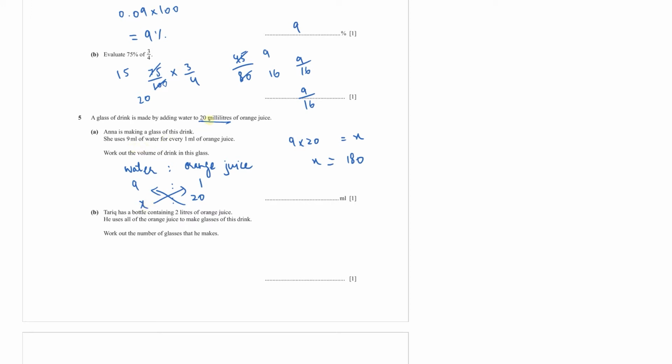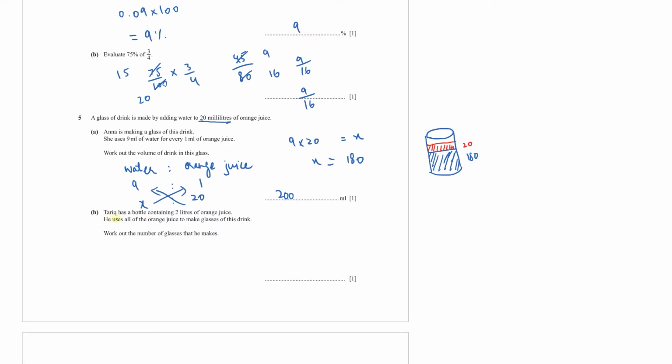Remember, you have to have 20 milliliters of orange juice as well. So if I have a glass here and she has 180 milliliters of water, let me represent this water as 180 milliliters. And then she adds 20 milliliters of orange juice to make the drink. So 20 ml of orange juice and 180 milliliters of water. So the volume of the drink in the glass should be 180 plus 20, which is 200 ml. So the total volume is 200 ml.